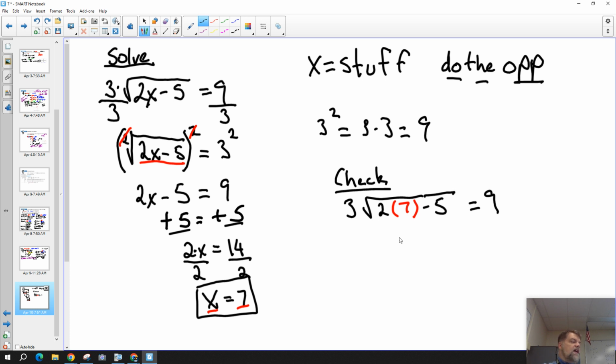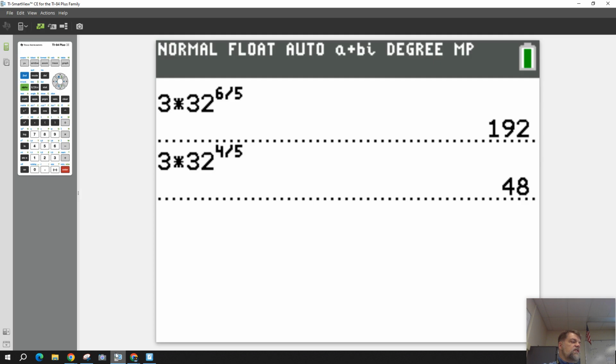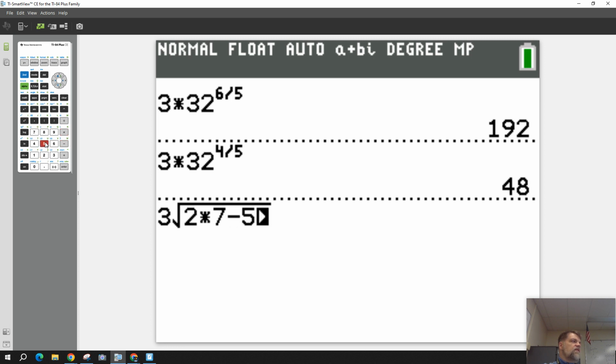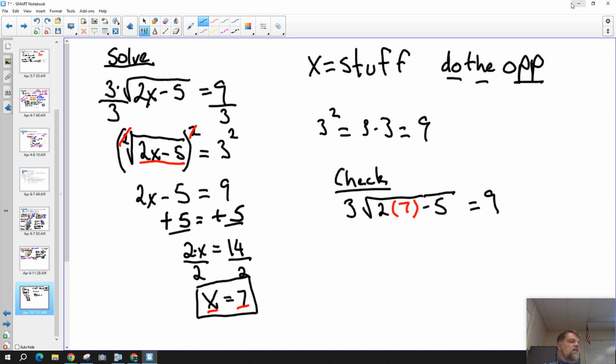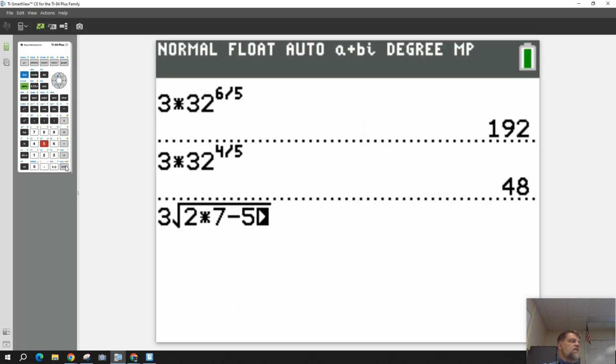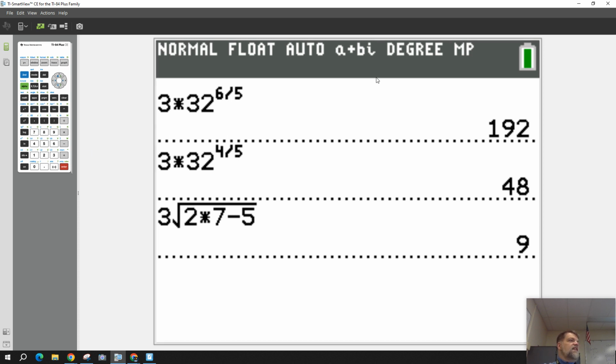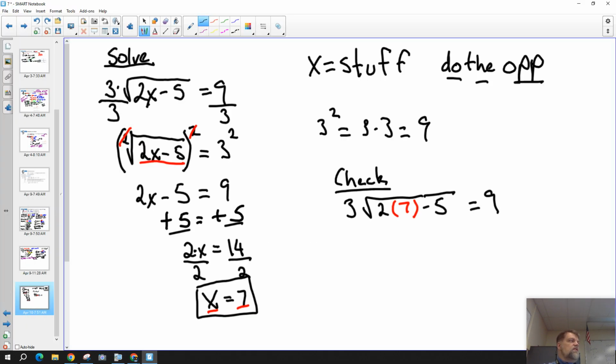Now you could do the math, or you could just, at this point, just put it in your fancy calculator. So I could say 3 times the square root of 2 times 7 minus 5. Is that right? Yeah. So then when I hit enter, it should equal 9. Get on my level. It's 9. So that's right. So yay, we did it right. That's it for that one.